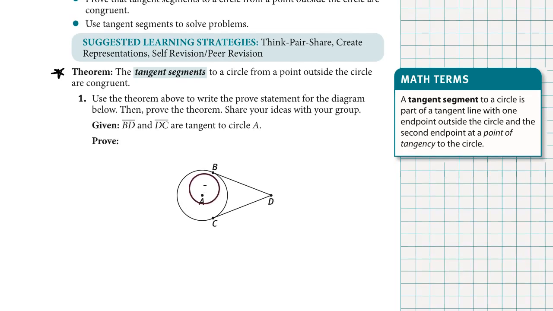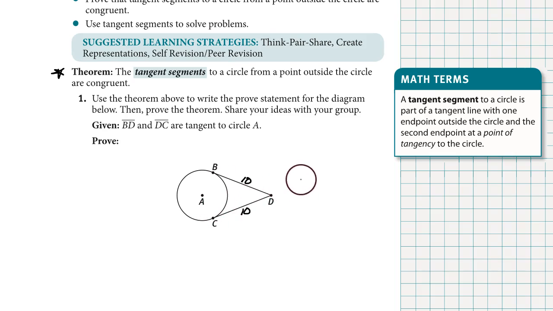Here's a drawing for us to look at. We have a circle. The center of the circle is point A. There is a point outside the circle, point D, and that point is connected to a point on the circle here at B. This segment is called a tangent segment. There's another tangent segment shown going from D to C. What this theorem is saying is that these two segments are congruent. Like if this was 10 units long, then this one was 10 units long as well.